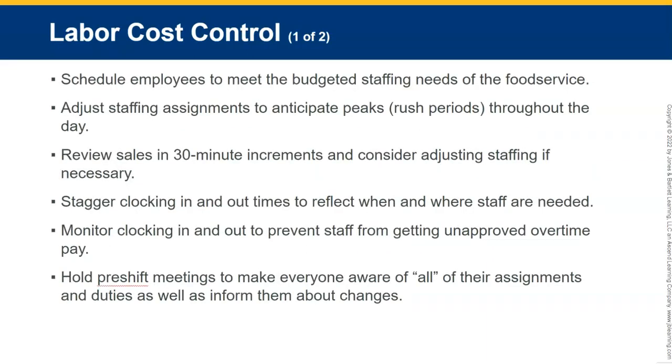If we're talking about labor cost control, schedule employees to meet the budgeted staffing needs of the food service. Adjust staffing assignments to anticipate peaks, such as rush periods throughout the day. Review sales in 30-minute increments and consider adjusting staffing if necessary. Stagger clocking in and out times to reflect when and where staff are needed. Monitor clocking in and out to prevent staff from getting unapproved overtime pay.